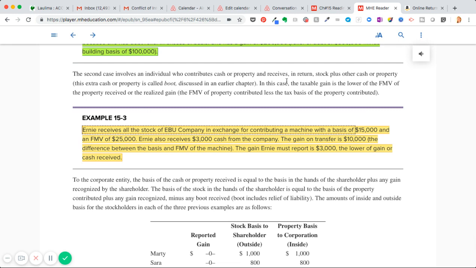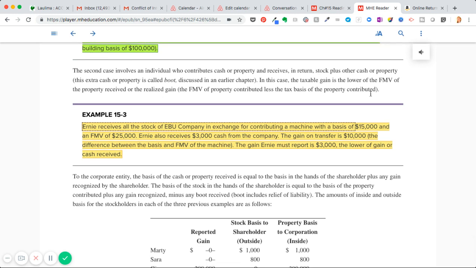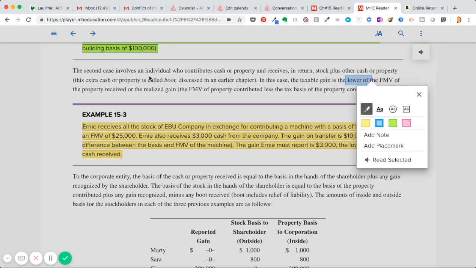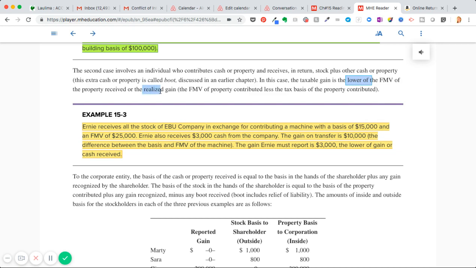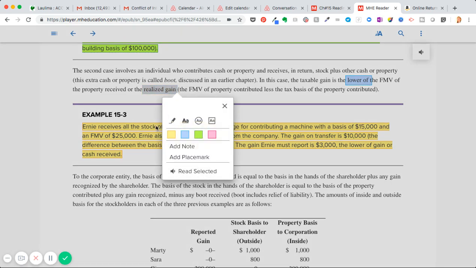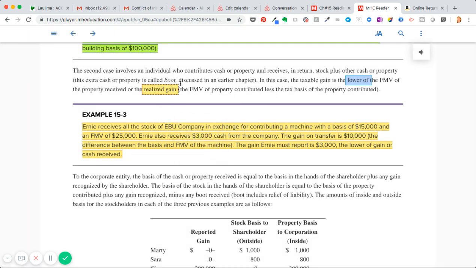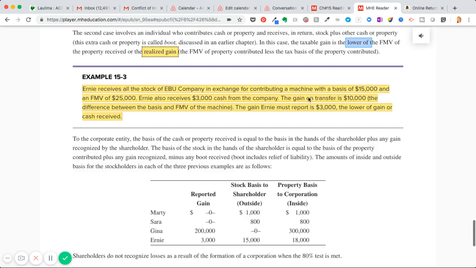The second case involves an individual who contributes cash or property and receives in return stock plus boot, that cash. So the taxable gain is the lower of the fair market value of the property received or the realized gain. So this was the realized gain, but it's the lower of the fair market value of property received or realized gain, and the fair market value of property contributed less the tax basis of the property contributed. So there we go.